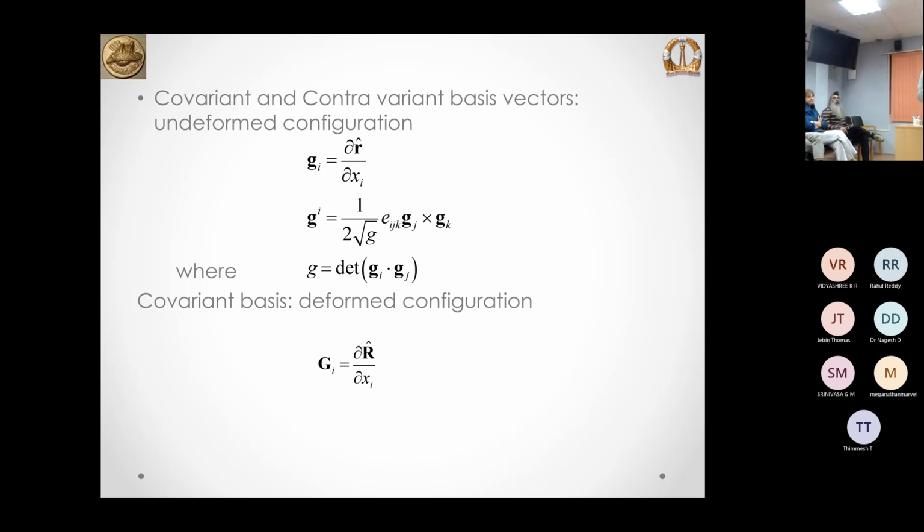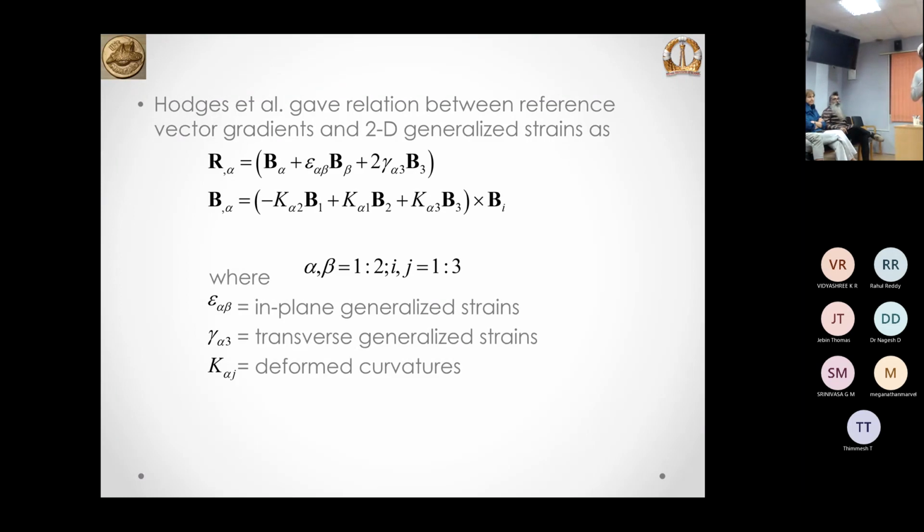For that, we need the covariant and contravariant basis formulation. So that we get from this R hat, with capital R hat and small r hat for the undeformed and deformed configurations. The derivatives of R with respect to the one and two directions are taken from the literature given by Simo. And they use a differential calculus Frenet-Serret formula to relate these curvatures to the basis deformations.